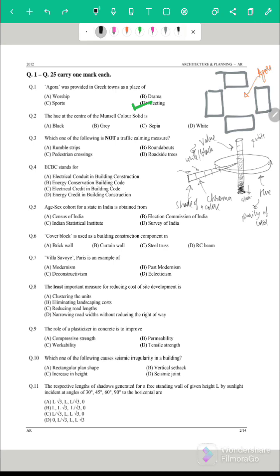Now coming back to the question. The question was, the hue at the center of Munsell color solid is. So its correct answer is the gray, because in the value axis, if you move upward you will see white colors, and if you go downward the color becomes black. So in the very center of this axis it is the gray.